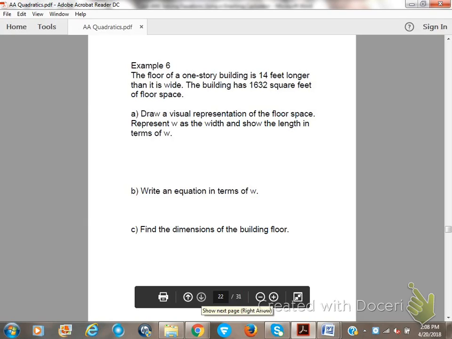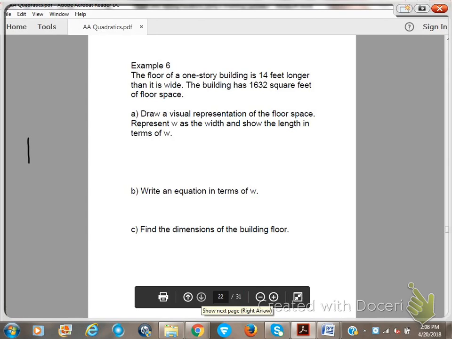The floor of a one-story building is 14 feet longer than it is wide. The building has 1,632 square feet of floor space. Part A, draw a visual representation of the floor space. Represent W as the width and show the length in terms of W. So what are you going to draw? A box. Maybe not. Rectangle. Just a rectangle, because it's just talking about the floor space. A box can be a rectangle. A flat box. Okay.